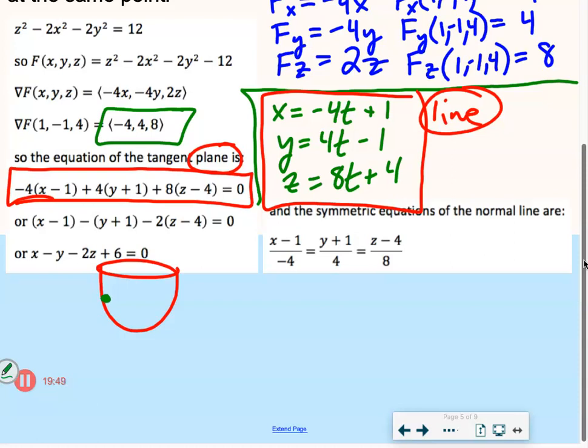I really should just do this in Grapher. I'm so bad at 3D drawing. There's some plane tangent to the surface at that point. This is the equation of that plane, and then there's some line that's perpendicular to the surface. That's the equation of the line.